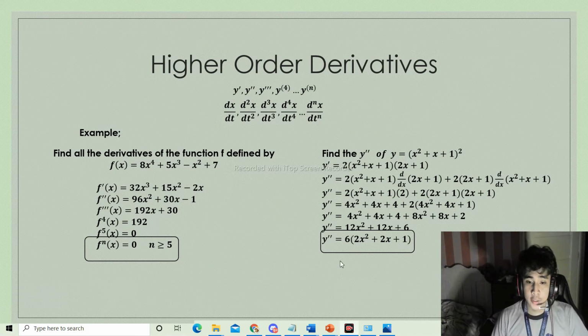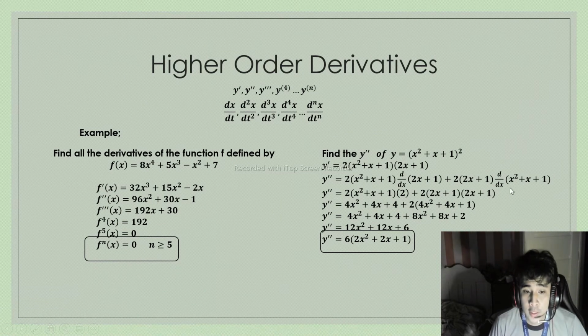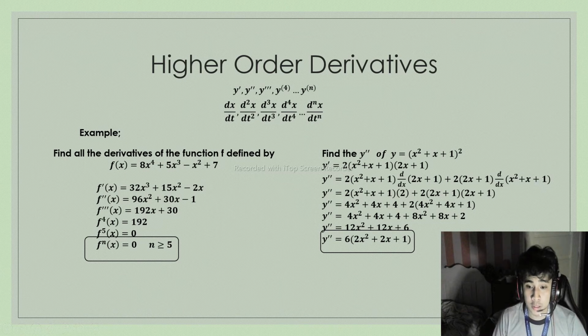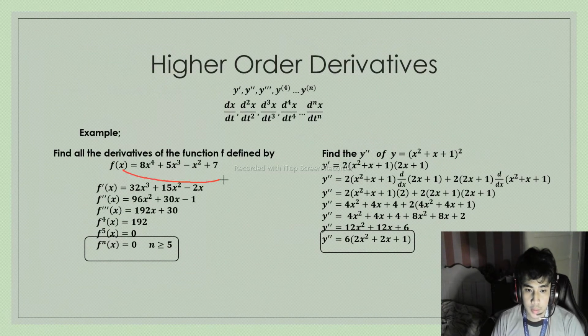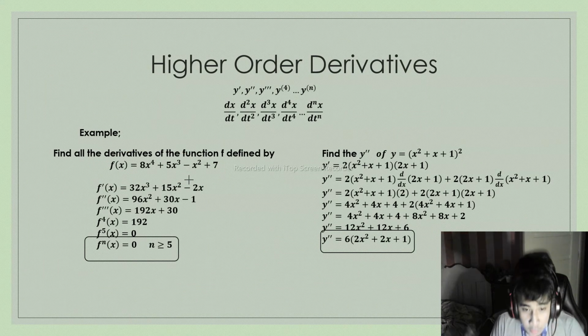Dito naman tayo sa higher order derivatives. So, ang higher order derivatives lamang ay basically, hanap ka ng isang derivative, then i-derivative mo ulit yung derivative na nahanap mo, which gives you the second derivative, third derivative, and so on and so forth. So, let's have an example. Hanapin natin daw yung derivatives ng function na ito. So, f of x is equal to 8x raised to 4 plus 5x raised to 3 minus x squared plus 7. So, hanapin natin yung first derivative.